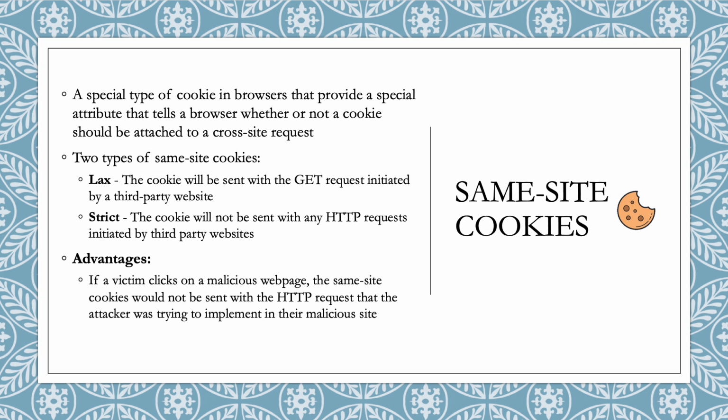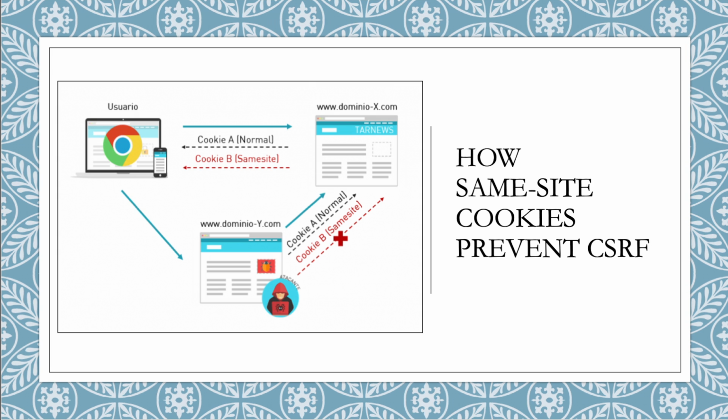A same-site cookie is a special type of cookie in browsers that provides a special attribute that tells a browser whether or not a cookie should be attached to a cross-site request. There are two types of same-site cookies, lax and strict. The advantage of this countermeasure is that if a victim clicks on a malicious web page, the same-site cookies would not be sent with the HTTP request that the attacker was trying to implement in their malicious site. Here is a simple diagram showing how same-site cookies prevent a CSRF attack.